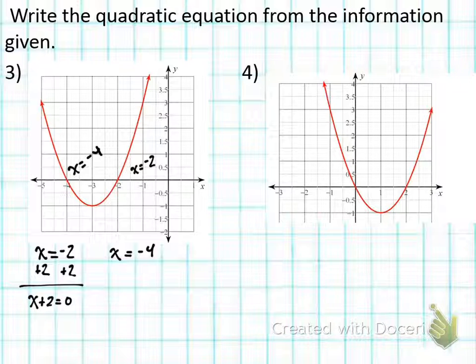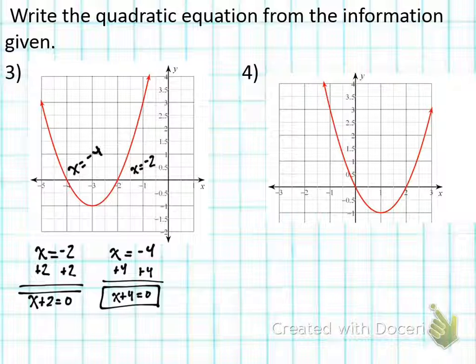And for the other, we're going to add 4 to both sides. X plus 4 is equal to 0. So we have 2 separate factors now. Now we're going to do the opposite of what we did last time. We're going to take each of these and write 2 binomials, x plus 2, bring it down, and then x plus 4 is equal to 0. Right? Now we're going to multiply.